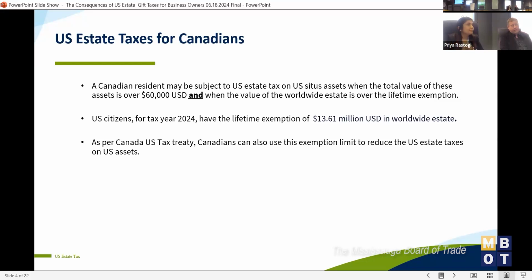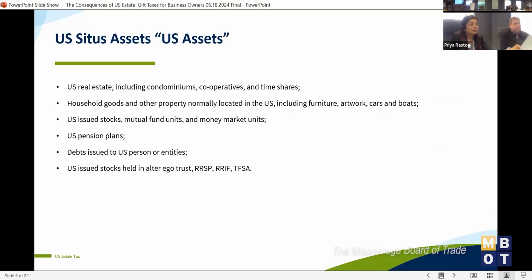So just for clarity there, anything above 60,000 US would suddenly be a problem. And so you'd want to file. That is correct. And that 60,000 is very simple to get if you are investing in US portfolio through your registered accounts and all. So we'll get to another slide. Let's talk about the mechanics of how US estate works.